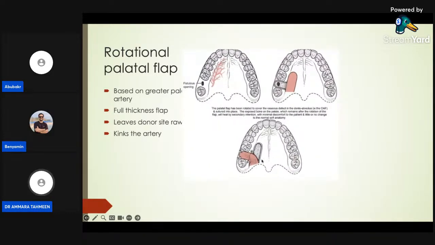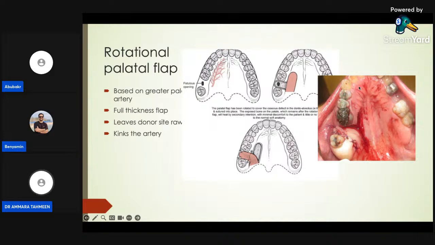Can you see here? After the flap is reflected, it is still connected to the mucosa here. So it is a pedicle flap. This is called the pedicle. So this pedicle is rotated here over the defect and sutured. And this area is left raw to heal by secondary intention. So secondary mucosa formation takes place. So this is one of the clinical pictures of this palatal rotation flap. As you can see, it is harvested from here, and this pedicle is rotated here and sutured. And you can see this raw area is left uncovered.